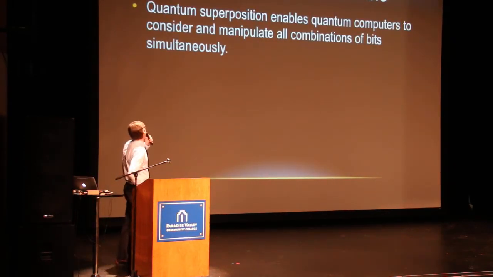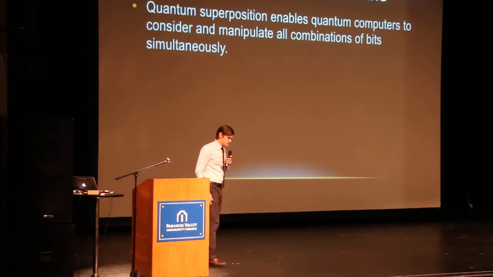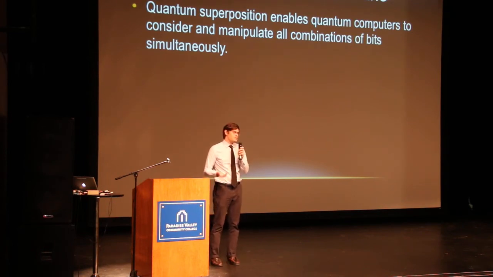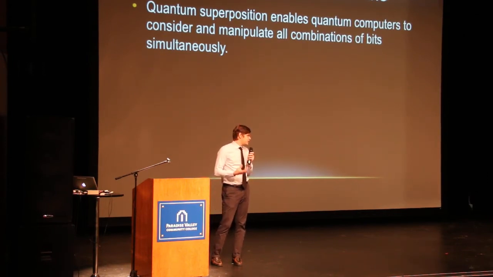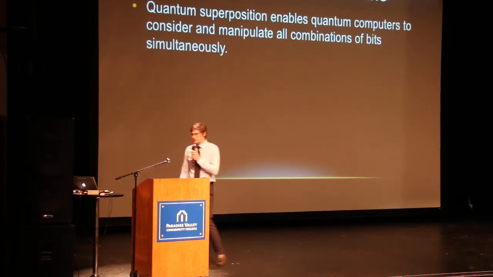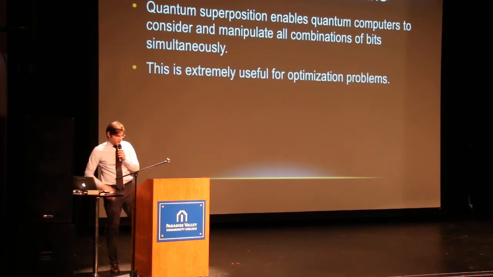So, explain some of the advantages of quantum computing. Quantum superposition enables quantum computers to consider and manipulate all combinations of bits simultaneously. One interesting thing they do, since everything wants to be as stable as possible or in its lowest energy level, is they can optimize it very well, and they can tell you how they got this answer and what was the lowest energy state to get to that answer. So it's really good when there's two variables for optimization type problems. Yeah, this is extremely useful for optimization problems.